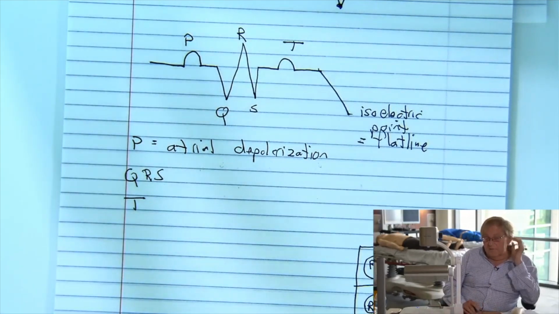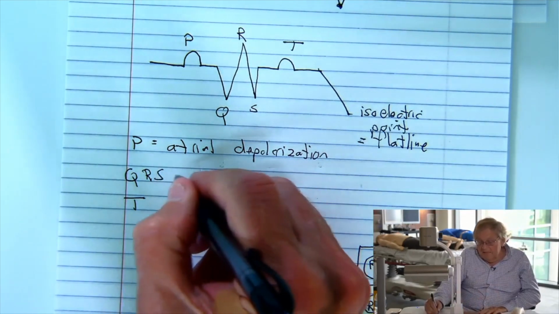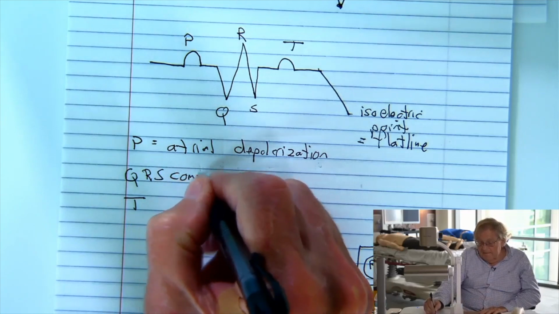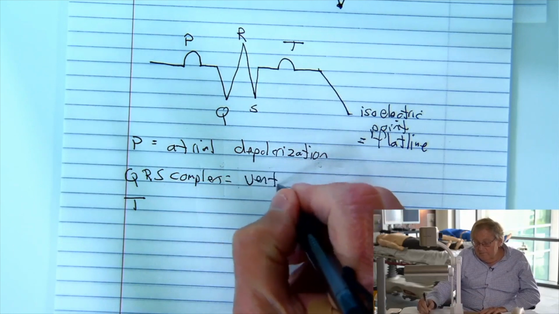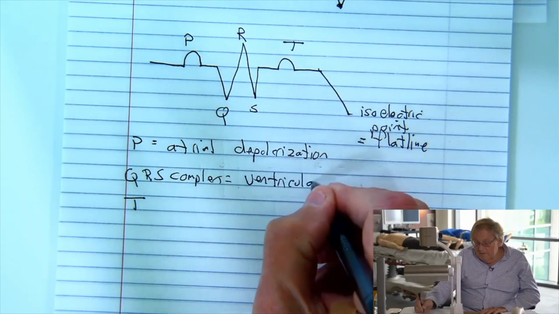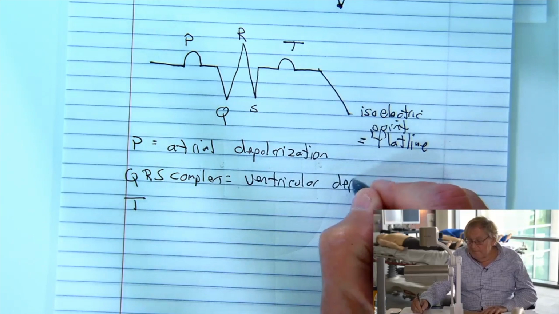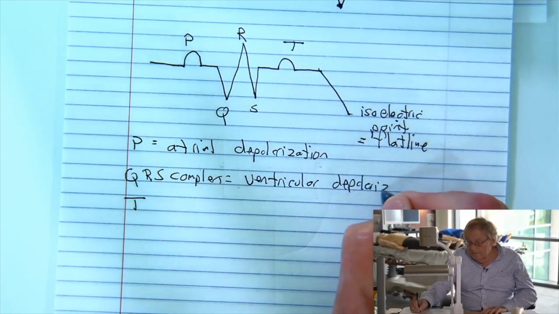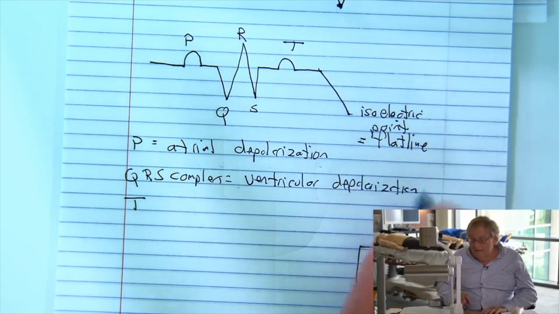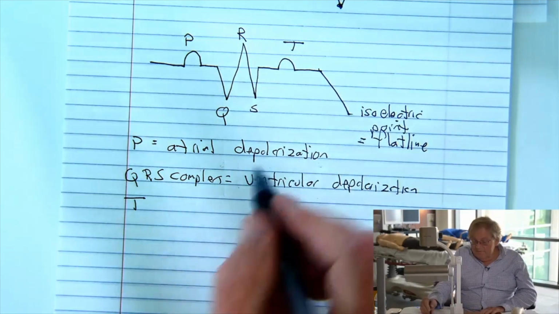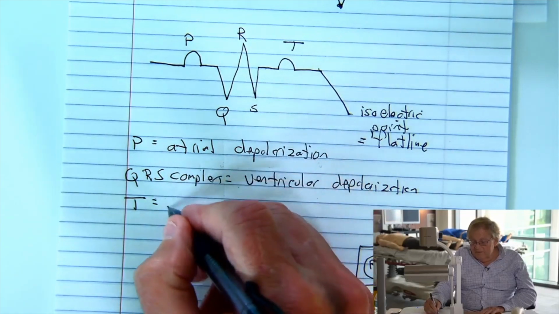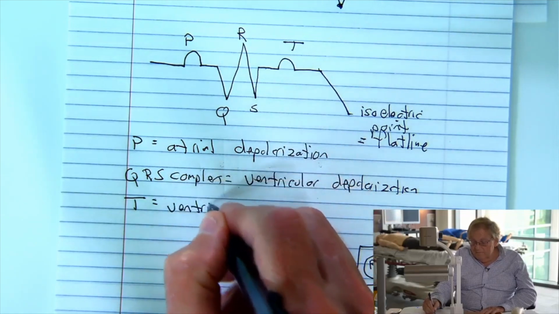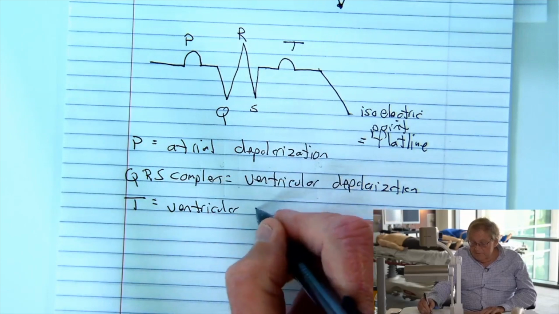Then I'm going to have a little bit of a flat line. I'm then going to have what's called the QRS complex, and that's going to stand for ventricular depolarization. And then finally the T wave, you'll see a flat line then the T wave, and that's going to be ventricular repolarization.